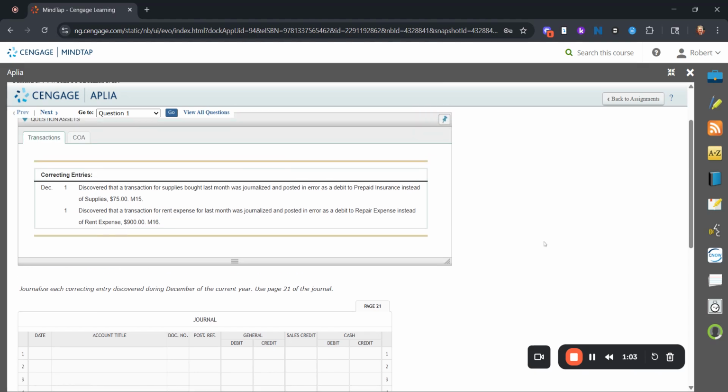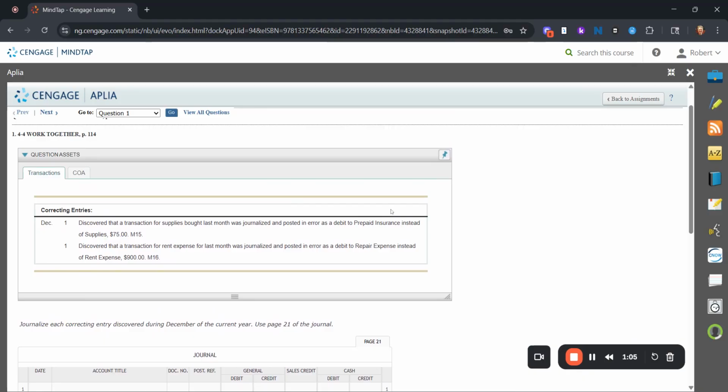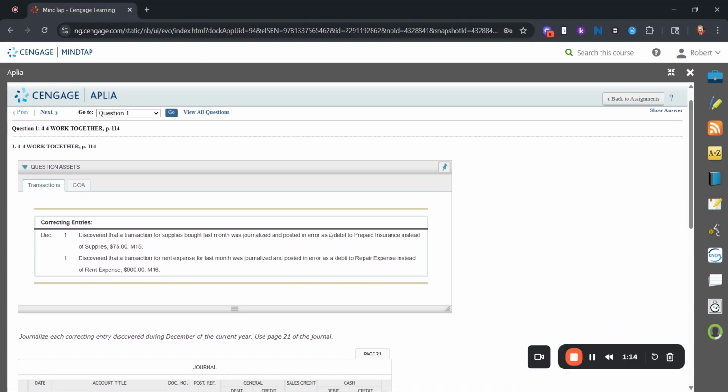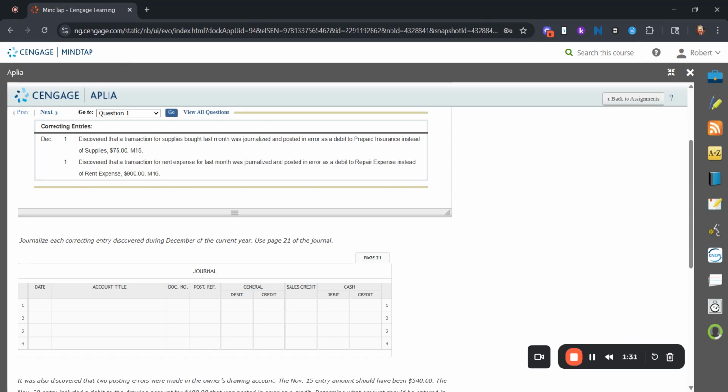So let's get started here. We've got our list of our entries that need corrected. It says, journalize each correcting entry discovered during December of the current year. Use page 21 of the journal. So here we have listed the discoveries of the entries and our journal. It's already marked page 21.